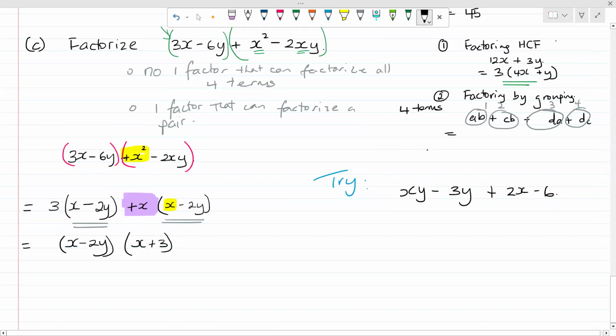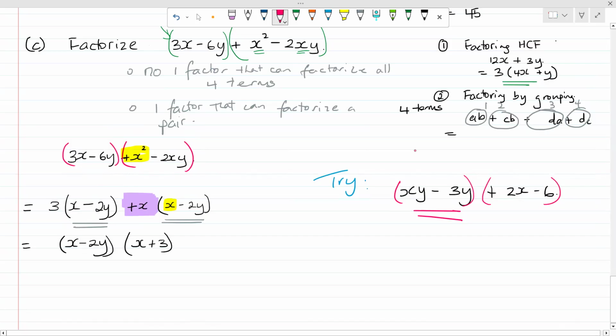Four terms, so you know it's factoring by grouping. You're pairing them up. Pair up, pair up. Look at this one. What's common? Tell me what's common. You check the numbers first. If nothing is common in the numbers, you check the letters. Correct. The y's are common. So that's what I'm pulling out.